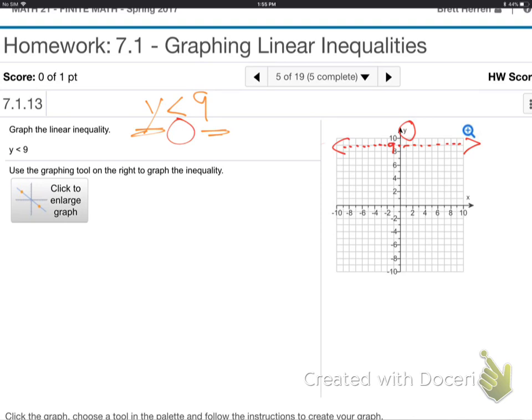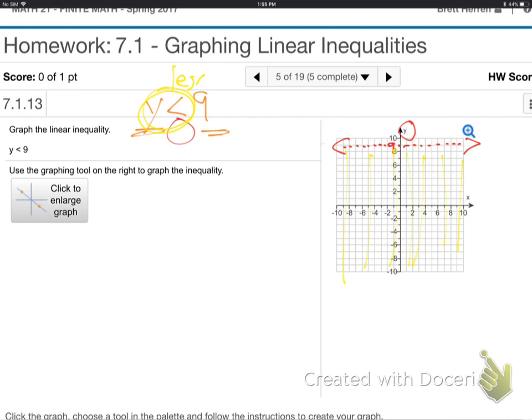Dotted. Okay, now, am I going to shade above that line? So that's done. That's all I got to do for graphing. Now I just got to decide if I shade above or below. What does it say here? Y is less. Lesser stuff is below. Shade below. See how easy that is?